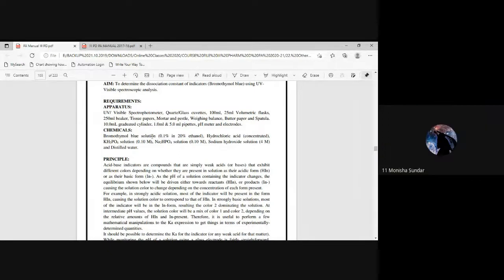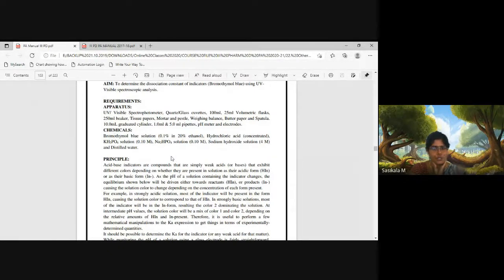Bromothymol blue solution of 0.1%. 0.1% represents 0.1 gram in 100 ml. In 100 ml of 20% ethanol, the bromothymol blue solution is prepared. What is the concentration of bromothymol blue we need to take? 0.1%. Take a 100 ml standard flask.